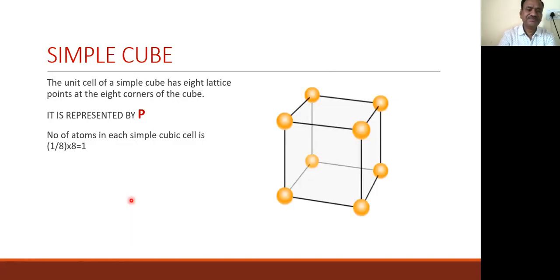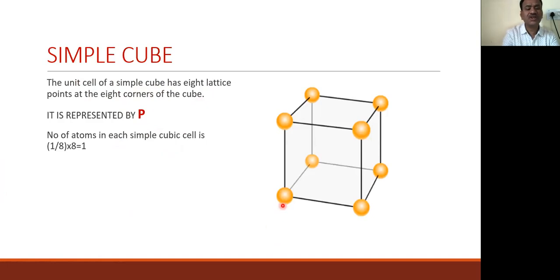Next, students, in the simple cubic or orthorhombic, we classify again into 3 types. One is the simple cubic, which is represented by P. The unit cell of simple cubic has 8 lattice points at the corners of the cube.